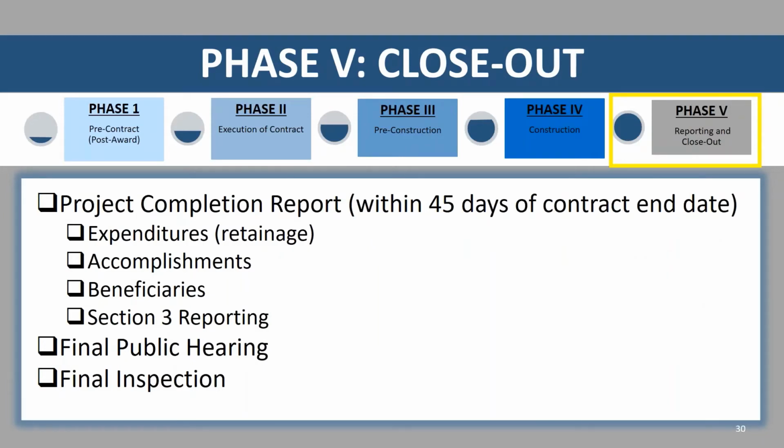Phase 5, the last phase, closeout. Here we're going to be talking about the project completion report, which is going to be due 45 days after the contract end date. That's going to include expenditures, any type of retainage, accomplishments, beneficiaries, Section 3 reporting, and then we'll be discussing final public hearing and final inspection. Next slide.